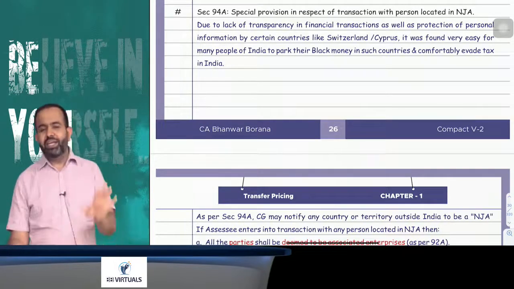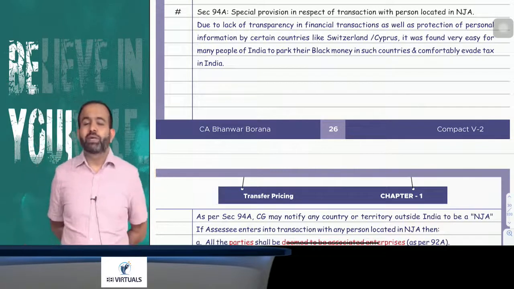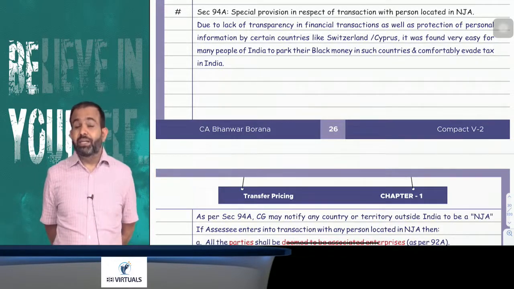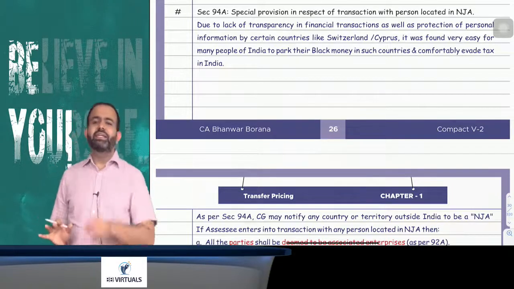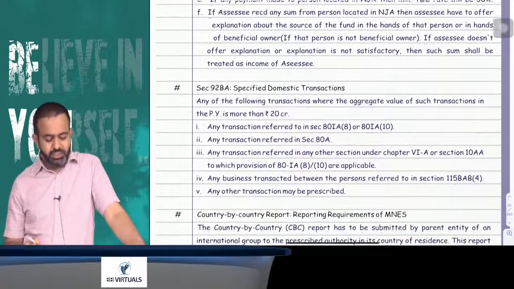One more point, whenever we make a payment to any person located in NJ and TDS is applicable, then we have to deduct a minimum TDS of 30%. Means minimum TDS 30% we are required to deduct. You got my point or not?